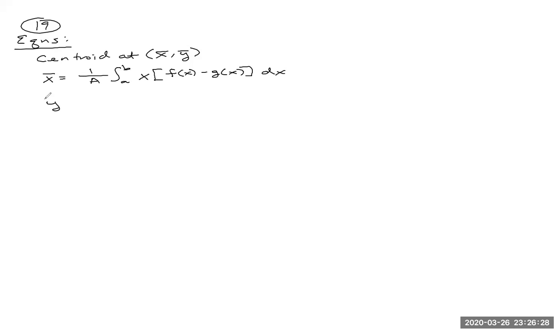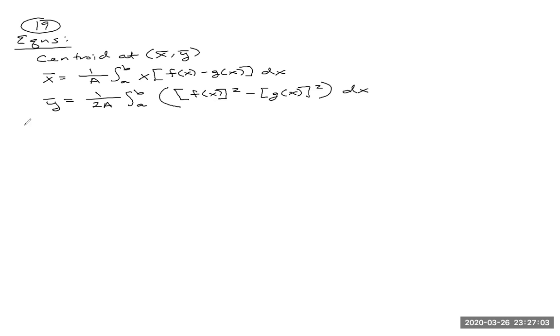y bar is 1 over 2 times the area of the region times the integral from a to b. Now this one, you're going to make a big parenthesis and then a bracket. You're going to have f of x, the quantity squared, minus g of x, the quantity squared, and taking the integral, my bad, sorry. Put your dx at the end, okay?